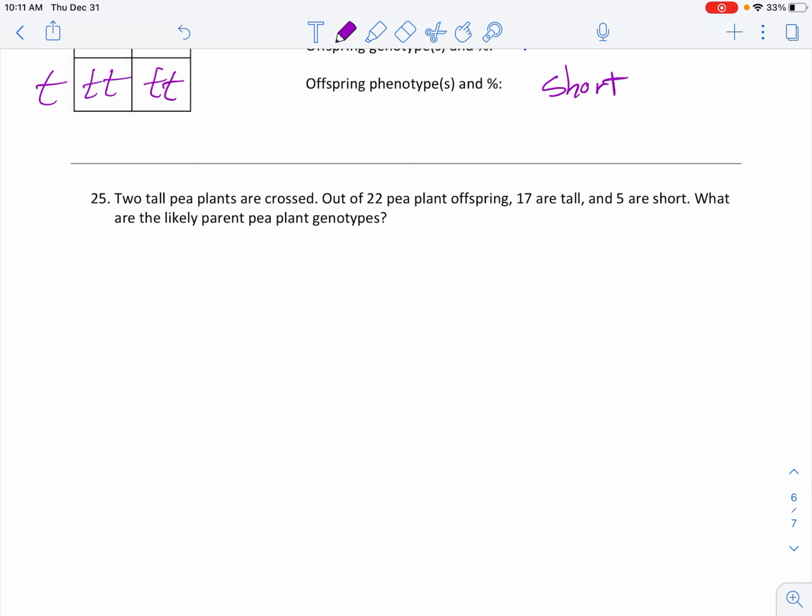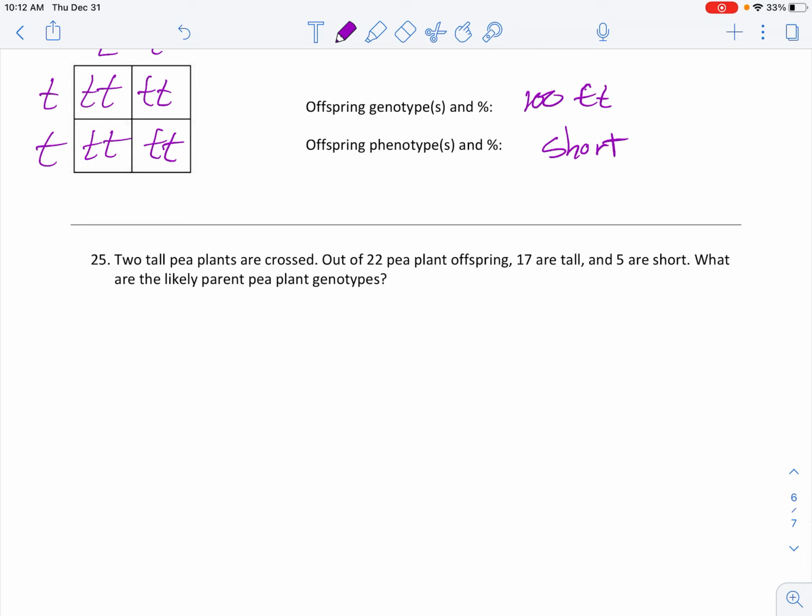Okay, this is the very last question here. Awesome that you made it this far. 2 tall pea plants are crossed. Okay, this is a little different one. Out of 22 offspring, 17 are tall and 5 are short. Okay, so the short ones are definitely little t. Tall, we don't know. It's either big T, or big T, little t. What are the likely pea plant genotypes?